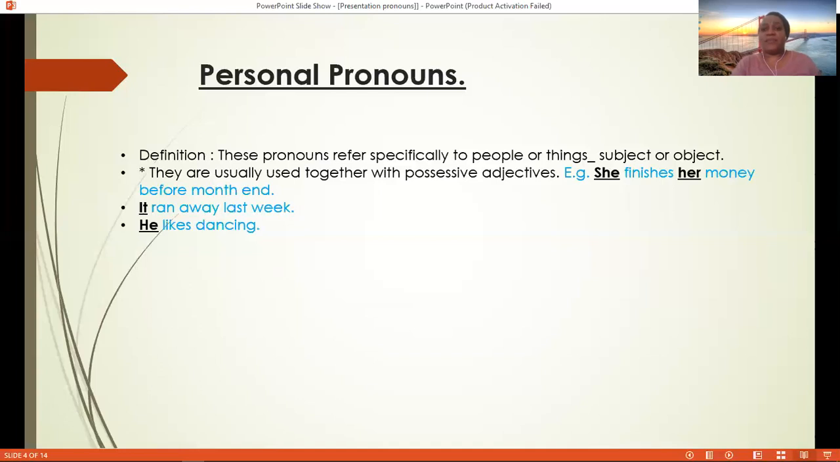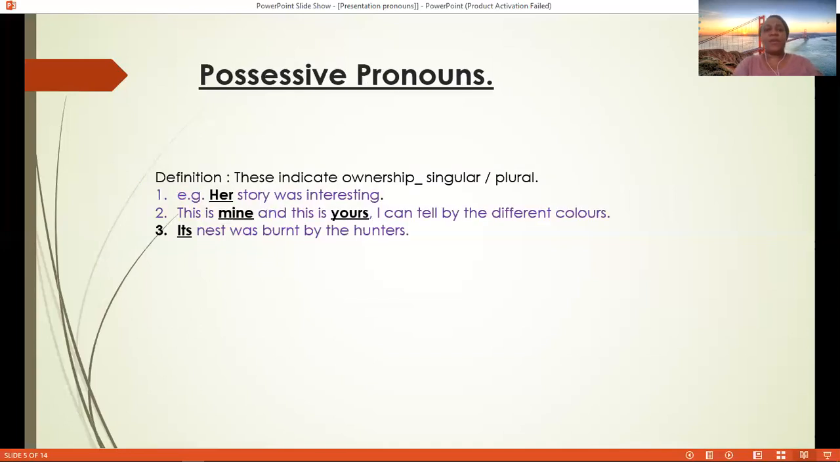Possessive adjectives. For example, she finishes her money before month end. Then another example, it ran away last week. It being the personal pronoun. He likes dancing. He is a personal pronoun. Those are examples of personal pronouns. Possessive pronouns.